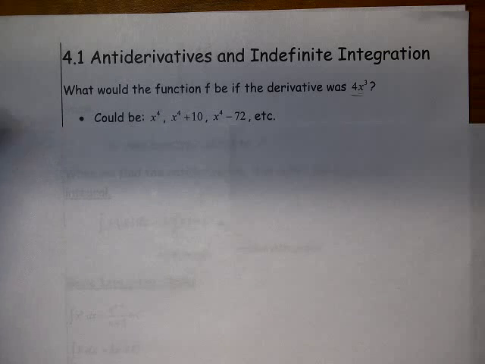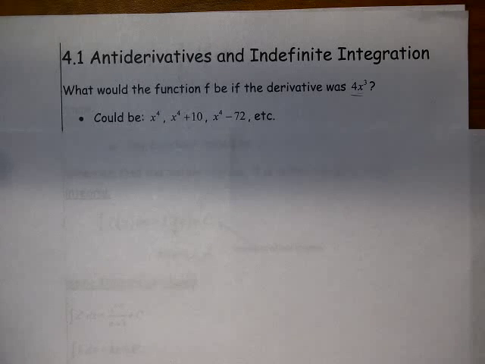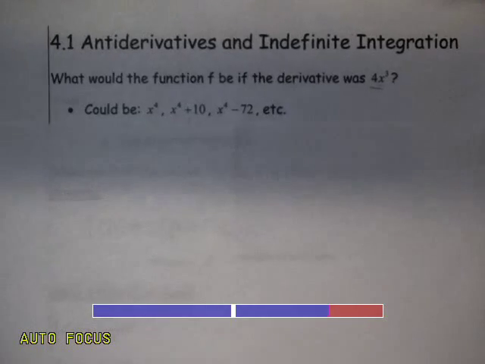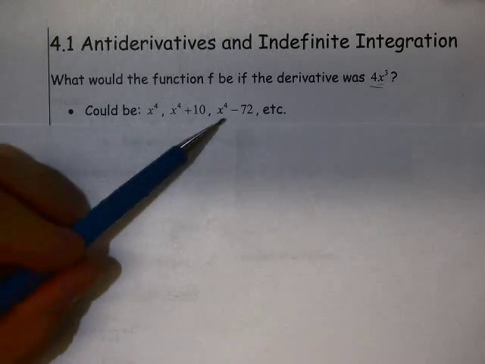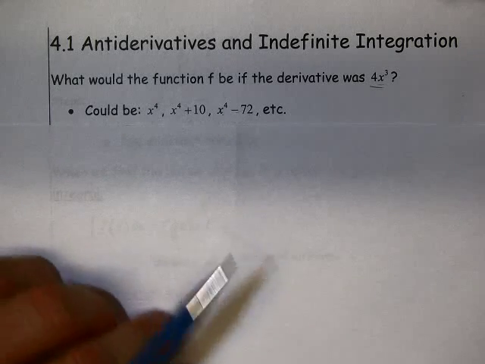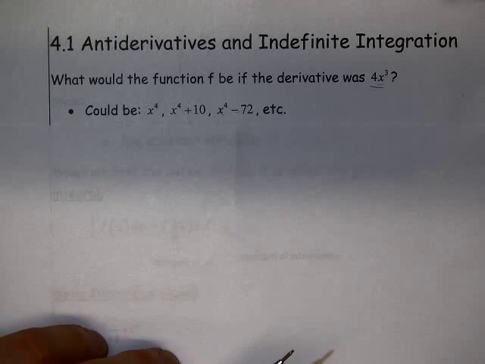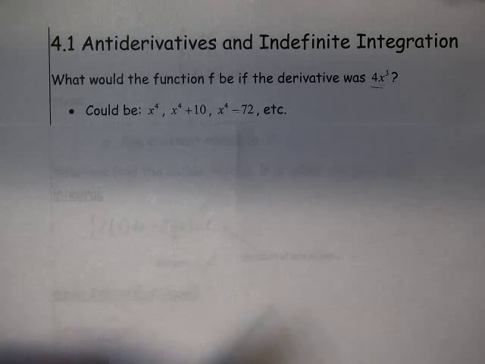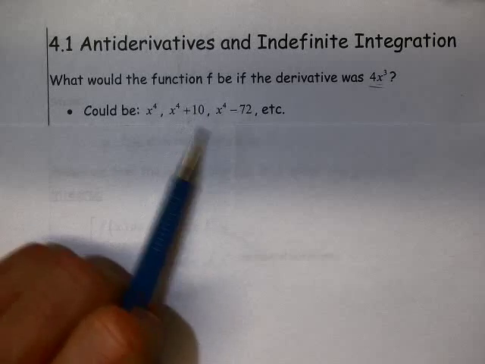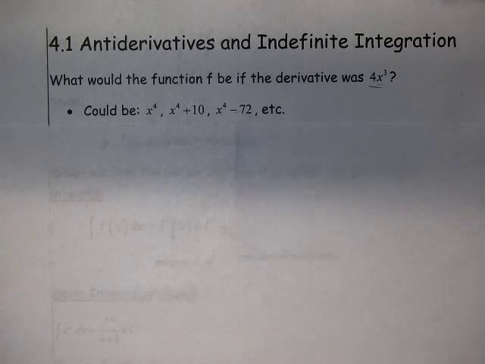So any of these would work, right? Any of these original functions, x to the fourth plus 10, x to the fourth minus 72, x to the fourth plus or minus any constant would work here. If you don't believe me, take the derivative of each one of those and see what happens. You'll notice that the derivative of any of those constants is 0, so it doesn't even matter what the constant is when it comes to the derivative.